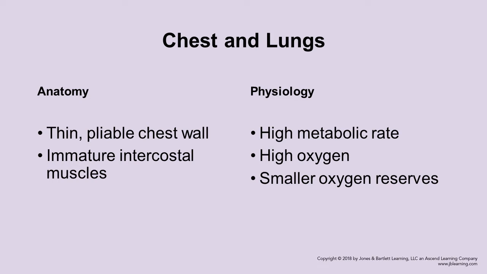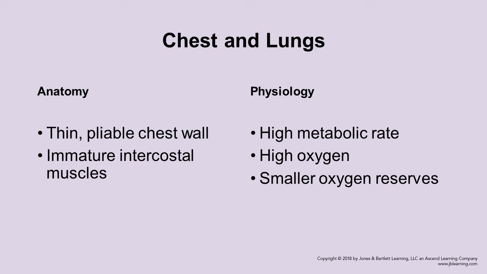Next, anatomic considerations for children regard the chest and the lungs. So of note, children have a relatively thinner and more pliable chest wall than adults, and they have relatively more immature and weak intercostal muscles than adults. So that means that children don't have as strong respiratory musculature in order to breathe harder against resistance or decreased pulmonary compliance in lung disease, and so they have less pulmonary reserve.